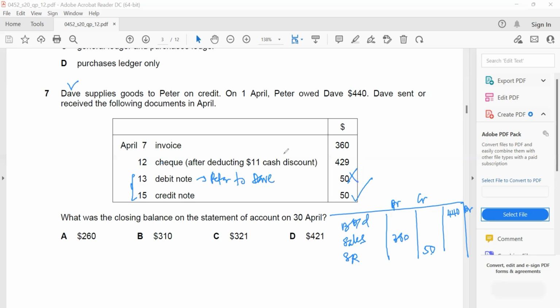Is there any payment? Oh, sorry, here. There is one payment which I missed out. So in this case, in here, we have to add in bank, okay, 429, and one more 11. This is a discount allowed. So we have to record discount allowed as well. So the net amount will be these two netted off, and this one becomes 310. So the amount should be 310. So let's move on.